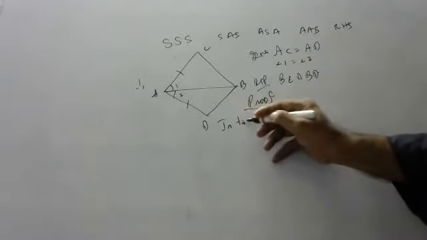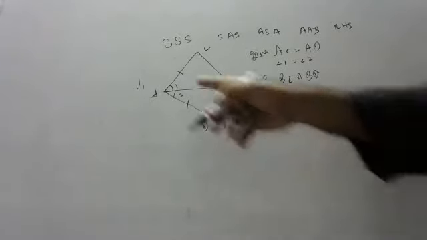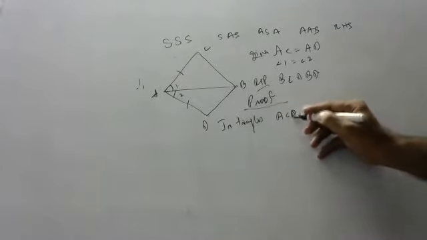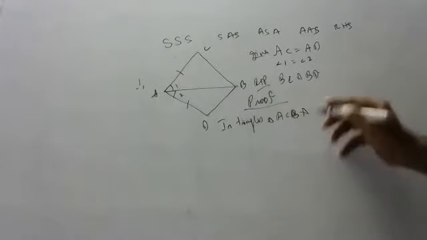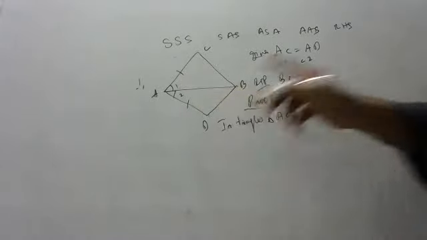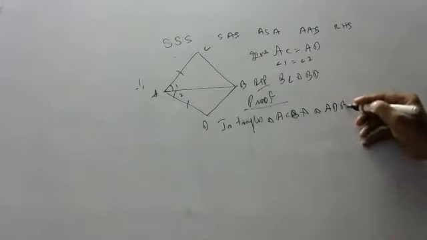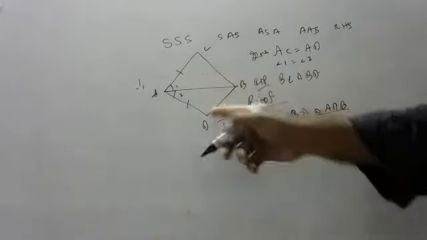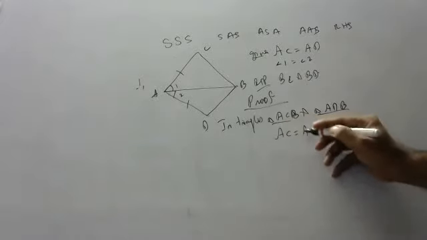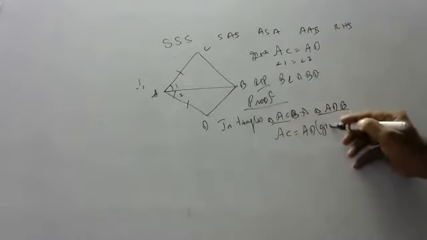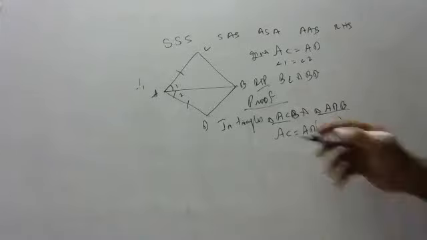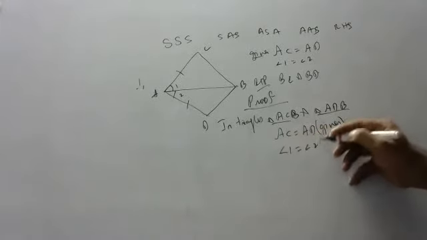In triangles ACB and ADB. First one, AC is equal to AD. Why? Simply you should not write. It is given. You should write, it is given. Compulsory you should write why. Angle 1 is equal to angle 2. Why? It is also given.